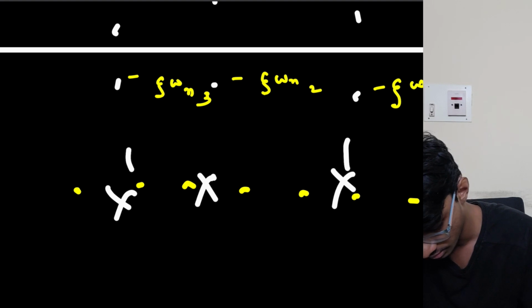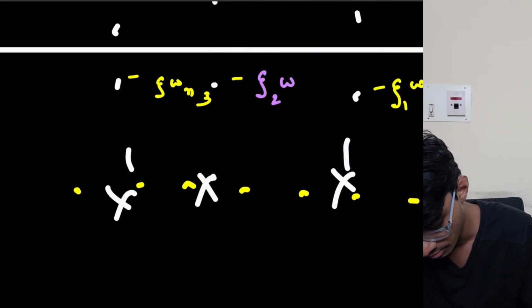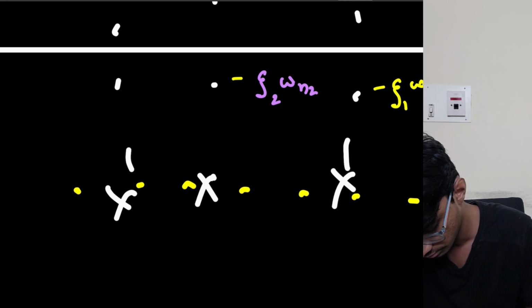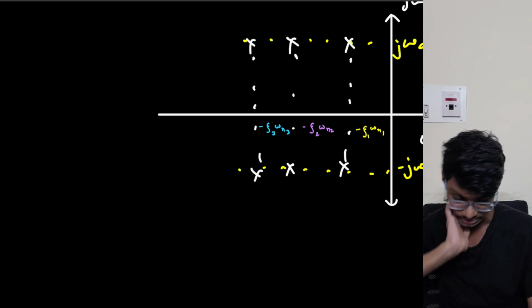So this is omega n 1, okay, I need to write it in different colors, actually I forgot. So this one will be zeta 2 omega n 2, and this one is minus zeta 3 omega n 3, okay. So yeah, these are these three pole locations.